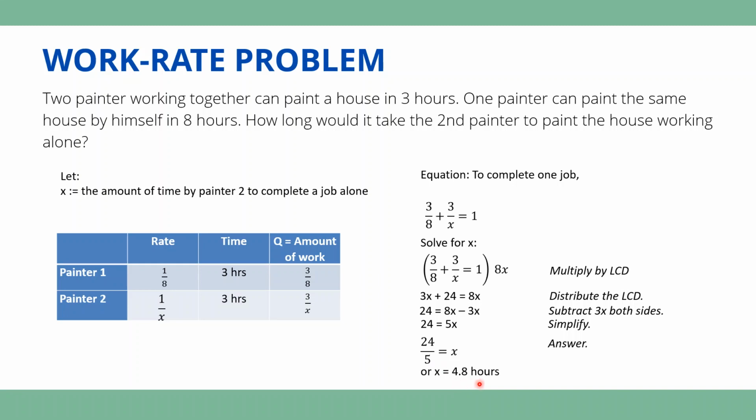So it means that yung x natin is the amount of time by painter 2 to complete a job alone. So it will take the second painter, or painter 2, 4.8 hours, or 24 over 5 hours, to complete or to paint the house alone.